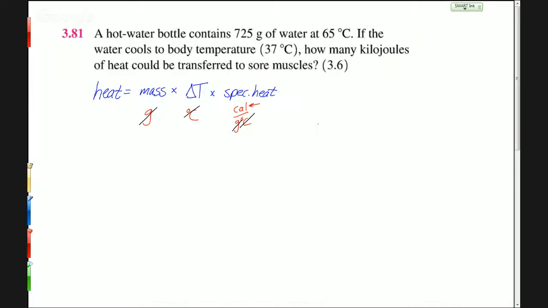What is our mass in this question? Yeah, 725 grams. And what's our change in temperature? Yeah, 28 degrees C. 37 to 65, that's 28 degrees. So 28 degrees C. And then our specific heat is 1 calorie per gram degree C. Because it's water. If it were a different substance, we might have to use a different specific heat. But if it's water, we can just use 1. All right, so we multiply those numbers together. Can't do that one in my head.